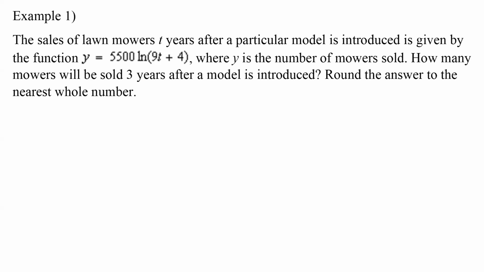Okay, so y is the number of mowers sold. T is your years. And what did they give us? They gave us our years. So they gave us our T. So in this case, all it simply wants us to do is what? Plug it in, plug it in, plug it in. So we're looking for the y when t equals 3.